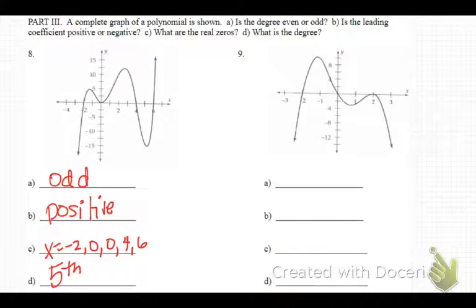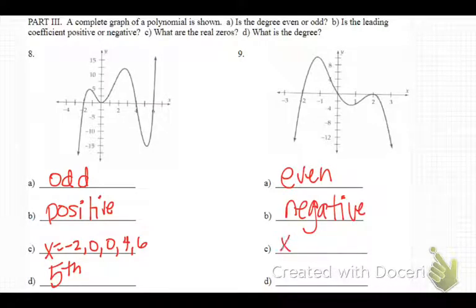And number 9 is an even negative. Okay. And those zeros are x equals -2, 0, 2, and 2, or 2 multiplicity 2. And this is a 4th degree or quartic, yes? Okay, did we get that right? Do you have any questions about it?